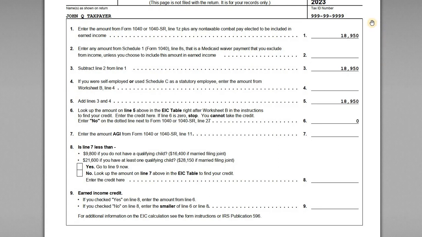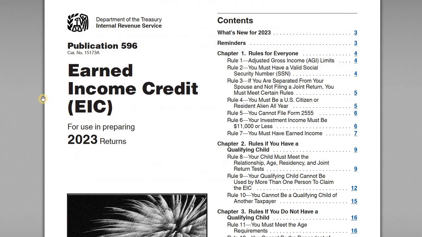So we can see up here, lines 1 through 5, we have John's earned income, which is just those W-2 wages. So in most cases, he would just use the $18,950. He would go to the publication, and then he would look up the tables for the earned income credit table, and then factor in whatever his earned income credit amount is.